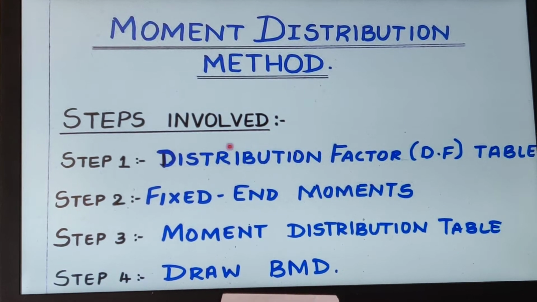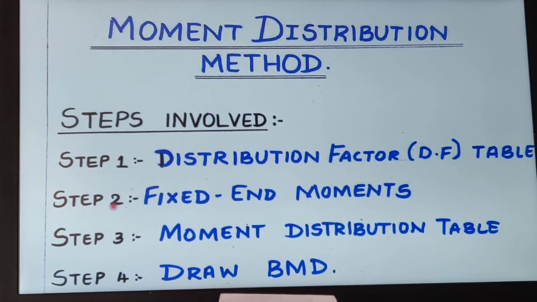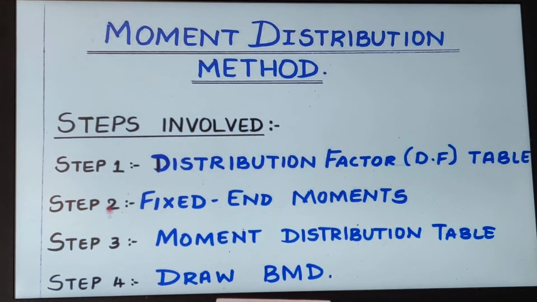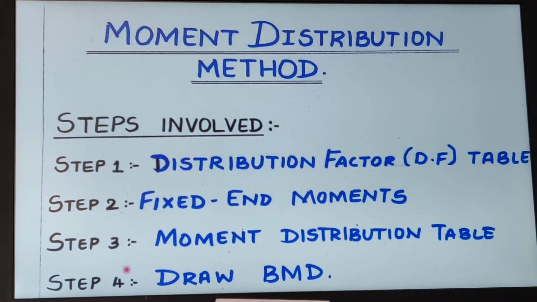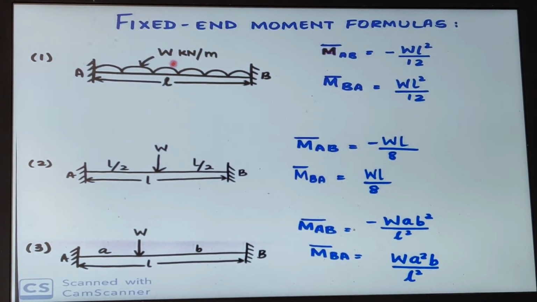The method involves 4 steps. Step 1 is the distribution factor table. Step 2 is when you calculate the fixed end moments. Step 3 is the moment distribution table, and step 4 is drawing the BMD. So before starting the process, you really need to know all these formulas.